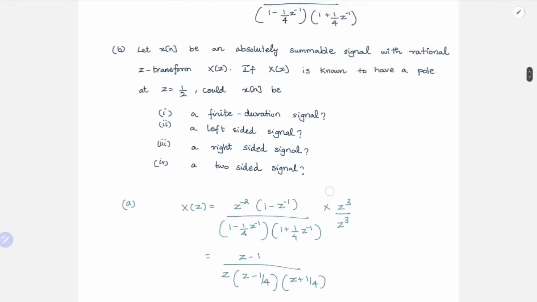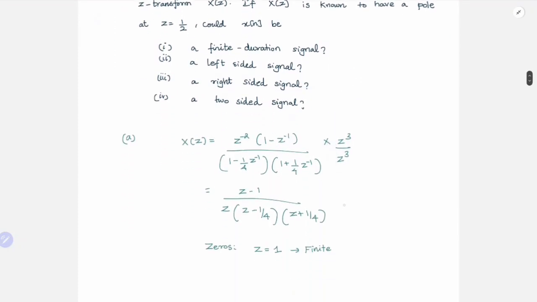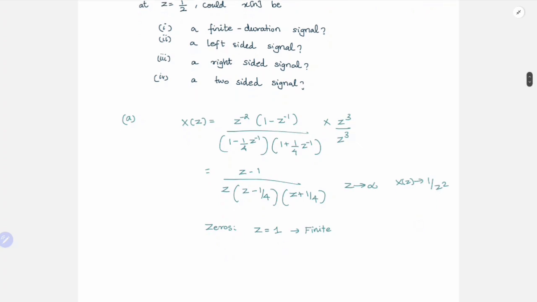So where are the other zeros and how many zeros are there? If you tend z to infinity, you can see that your x of z will go like 1 by z square, correct? This z and z by z cube you will have. So if you cancel, you will have 1 by z square. So at infinity, you have 2 zeros with order 2. So z equal to infinity, 2 zeros at infinity.